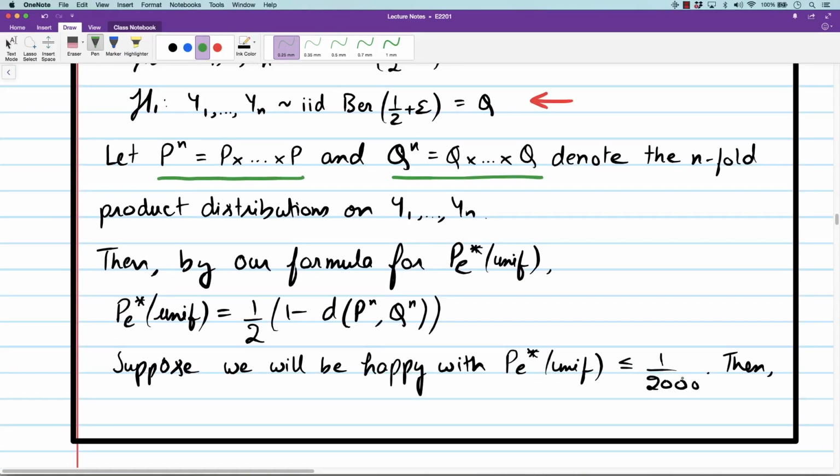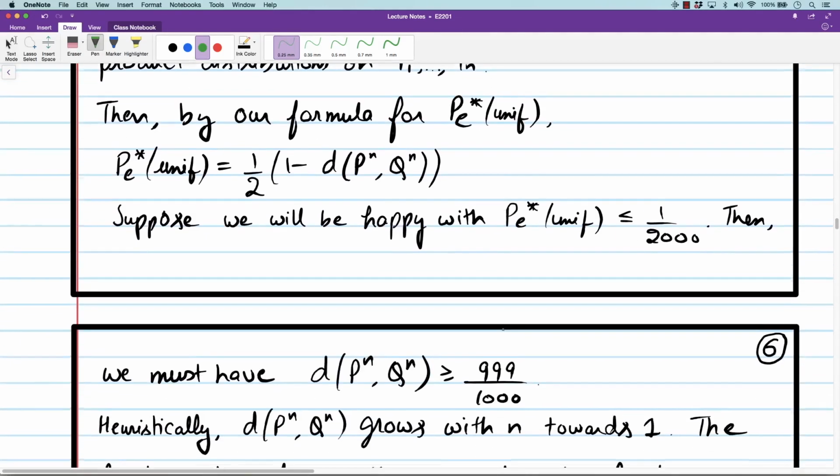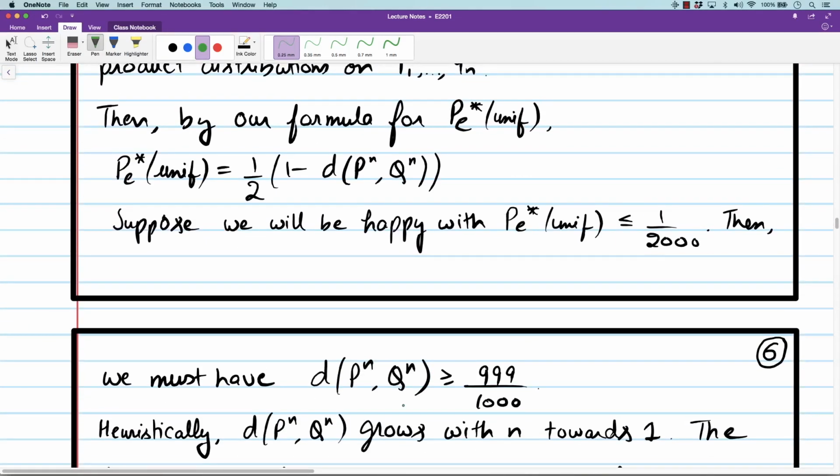So this question basically amounts to understanding how the distance between Pn and Qn grows with n. As I said, you can understand a hypothesis testing problem based on this distance. Distributions which are at a constant distance apart are distinguishable with constant probability. So to make this smaller than 1 by 2000, you want this distance to grow above some constant. What is that constant? We must have that this distance between Pn and Qn exceeds 999 by 1000.